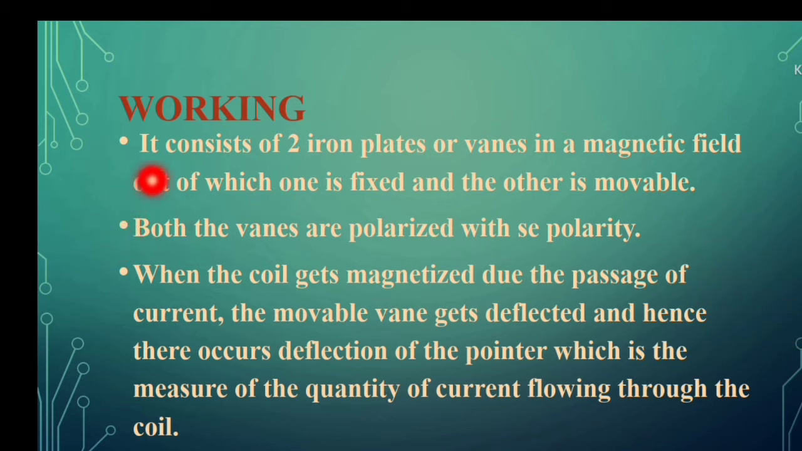Similarly, I have explained here that it consists of two iron plates or vanes in a magnetic field, out of which one is fixed and the other is movable. Both the vanes are polarized with the same polarity. When the coil gets magnetized due to the passage of current, the movable vane gets deflected, and hence there occurs deflection of the pointer, which is the measure of the quantity of current flowing through the coil.